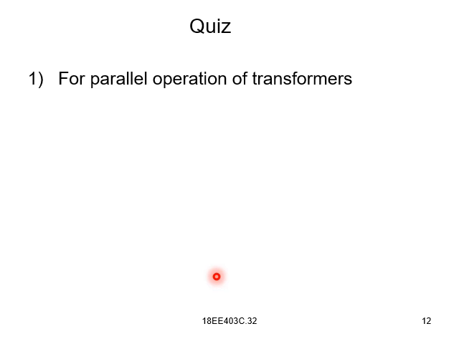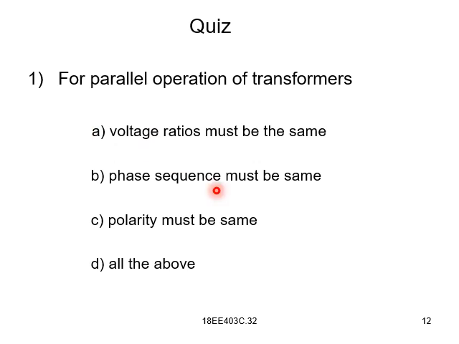So are you ready for a small quiz? So let us see a small quiz. The parallel operation of transformers. Just guess the answer. The options are: voltage ratio must be same, phase sequence must be same, polarity must be same, all the above. Take a couple of minutes, just think thoroughly and guess the correct answer. I think it's very easy to guess.